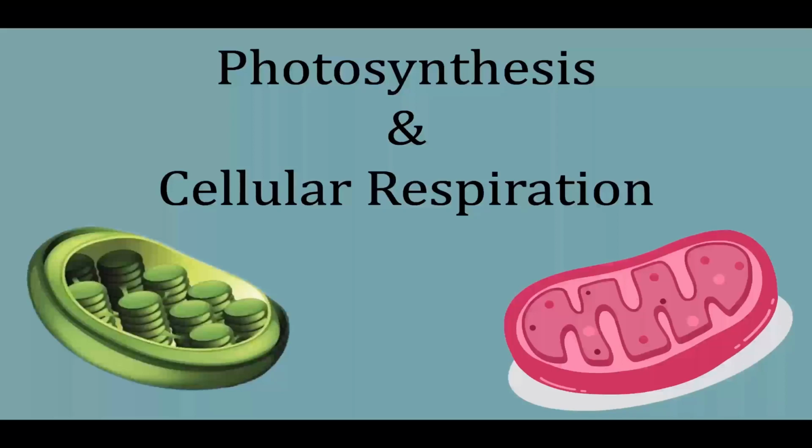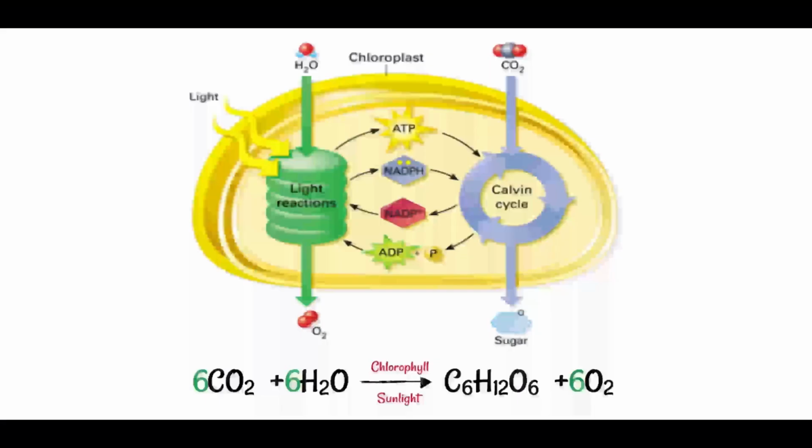In this video, I'll be teaching you photosynthesis and cellular respiration, which are ways animals and plant cells can create ATP for cellular respiration. Here's a diagram of the chloroplasts, which are found in plant cells. Through photosynthesis, plants turn light energy into chemical energy. These cells use carbon dioxide and water to create glucose, a type of sugar.